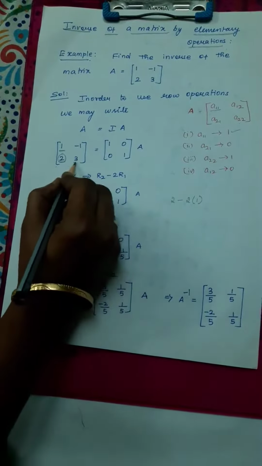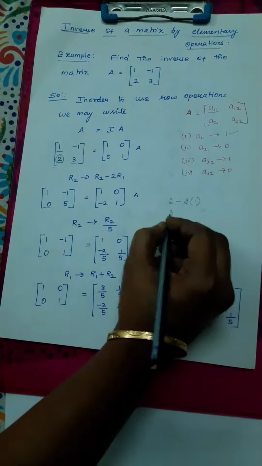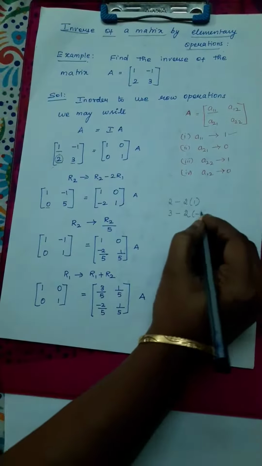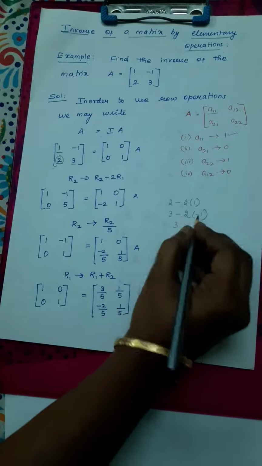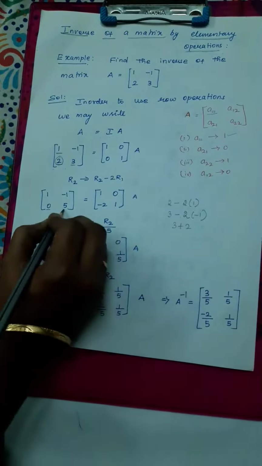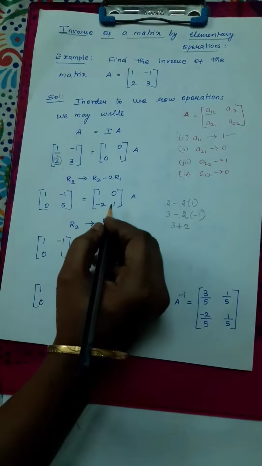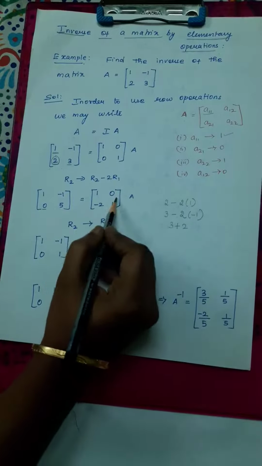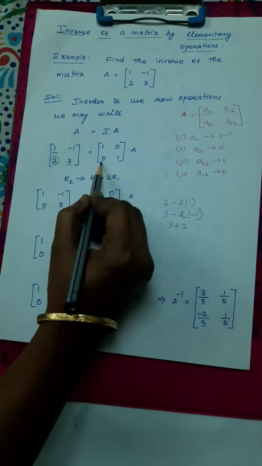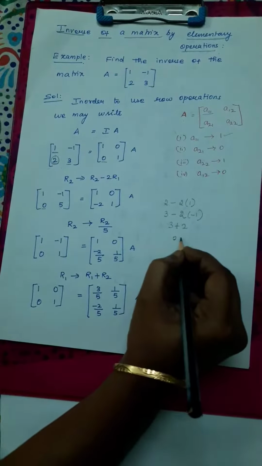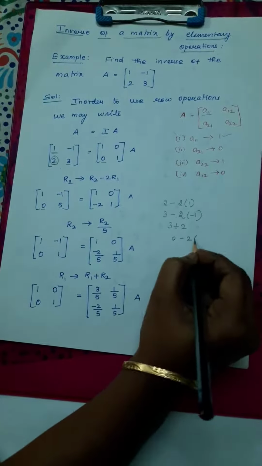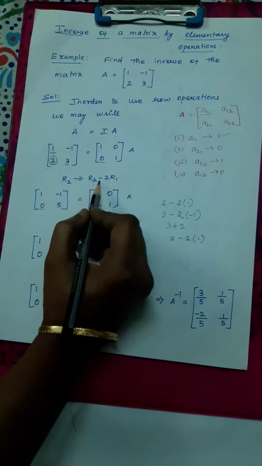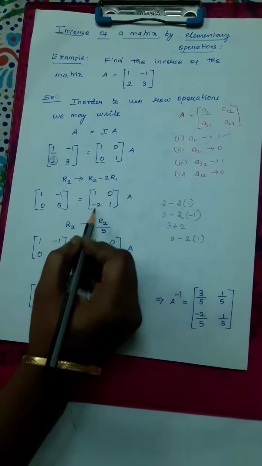Then take the next element from row 2, 3. So 3 minus 2 times the corresponding element, which is minus 1. So 3 minus 2 into minus 1 is 3 plus 2, which is 5. Similarly, you are going to apply the same rule in the RHS. Write row 1 as it is, 1 and 0. Now take the second row. First element is 0. So 0 minus 2 times the corresponding element from R1. The corresponding element is 1. So 0 minus 2 times 1 is minus 2.